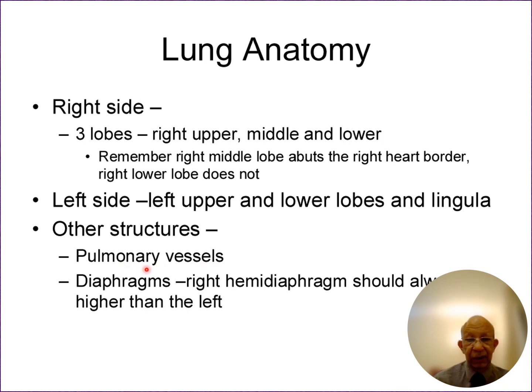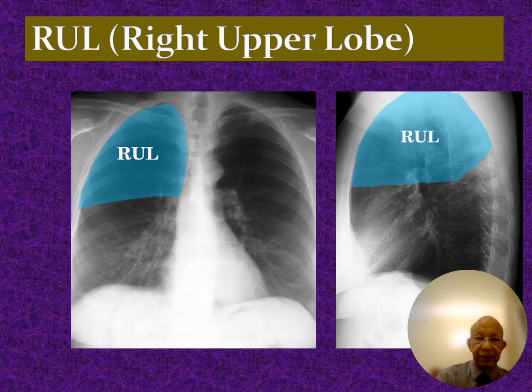Other important elements, obviously, are the pulmonary vessels and the diaphragms, and the right hemidiaphragm should always be higher than the left. Now let's go through some interesting pictures, which will give you a feel of how the lung lobes will look on a chest X-ray. The lobes of the lungs. Now you can see the right upper lobe, and it goes all the way from front to back. And this is the transverse fissure, sometimes called the minor fissure.